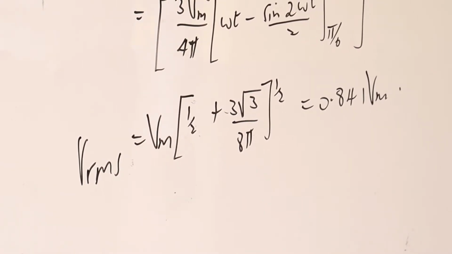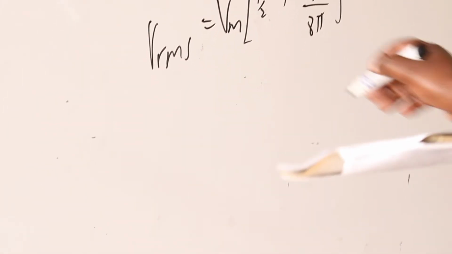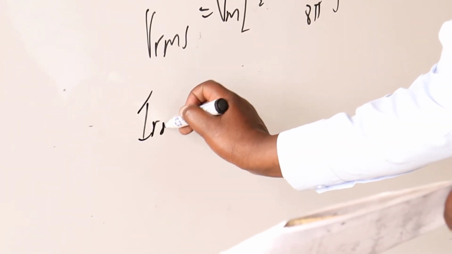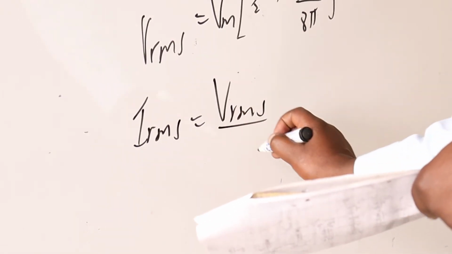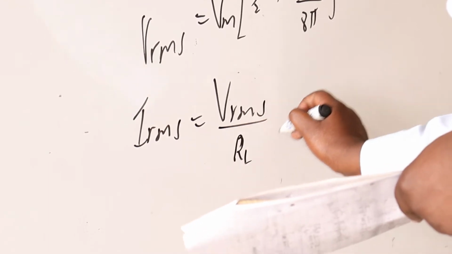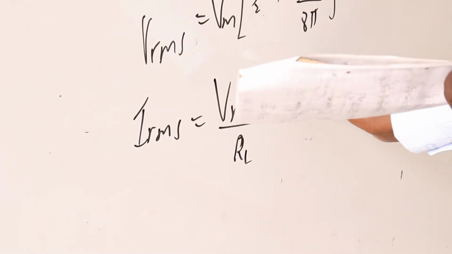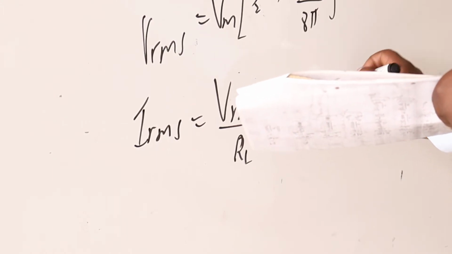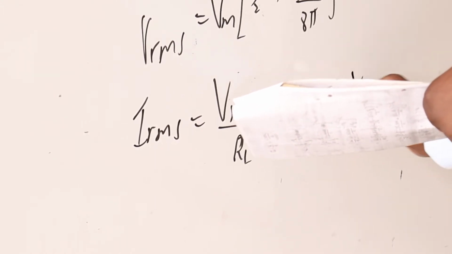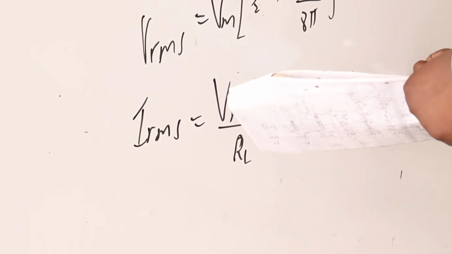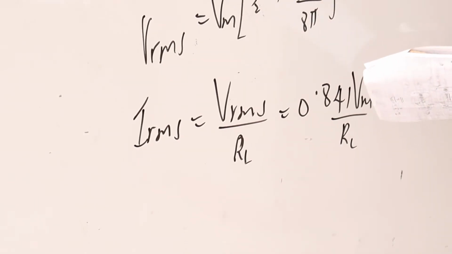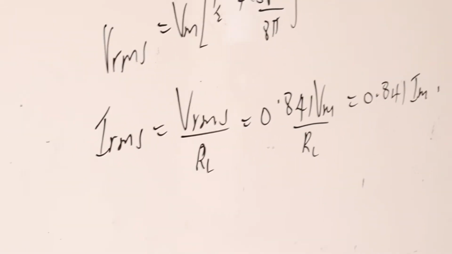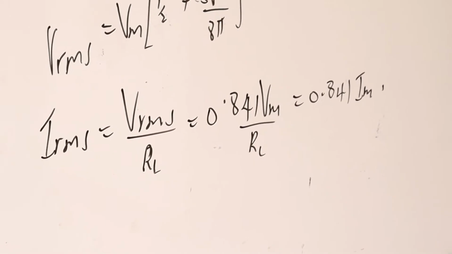We can also get the IRMS. IRMS will be VRMS all over RL, 0.841 Vm all over RL, which is 0.841 Im. That is our VRMS. You can also get the ripple factor.